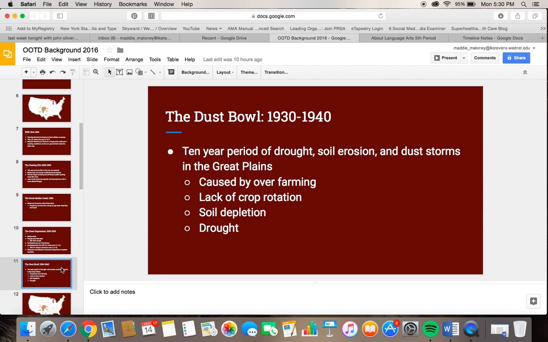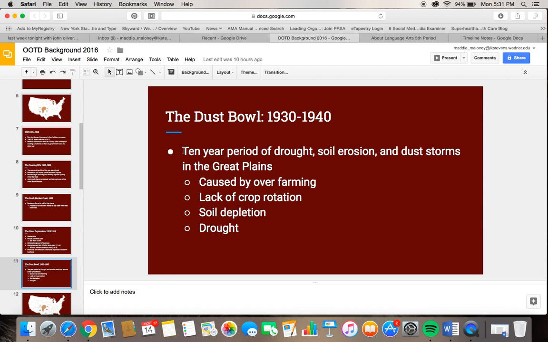Okay, so at the same time as the wonderful Great Depression, we have the Dust Bowl. And again, 1930 to 1940. So this again kind of goes back to World War I. During World War I, there was a huge demand for crops, for wheat in particular. And so farmers went out and they bought up land, like I said, and they kept growing the same type of crop in the same area of land over and over and over again.